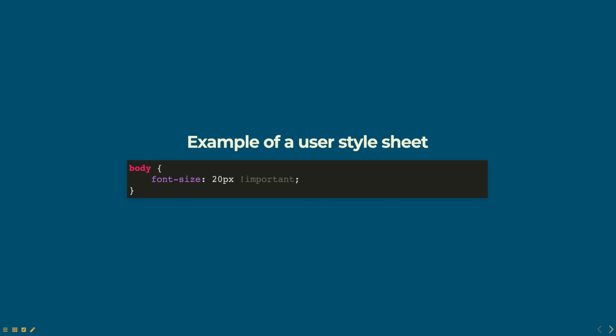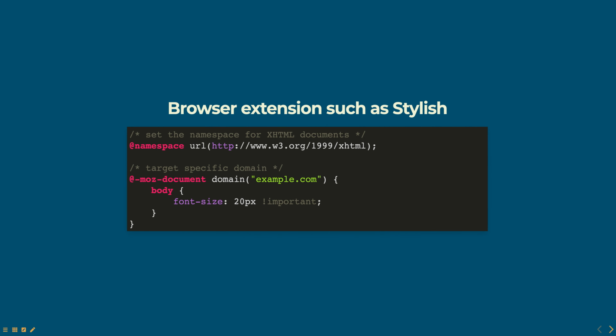The !important rule is used to ensure that the user's styles take precedence over any styles defined in the web page's original CSS. A user can also use browser extensions such as Stylish that allow users to apply custom styles to specific websites. In this example, the user is using an extension such as Stylish, and the styles will only apply to the website example.com and increase the font size to 20 pixels.